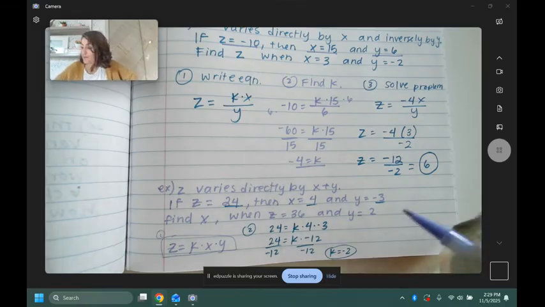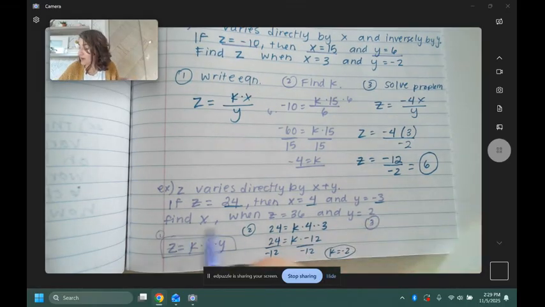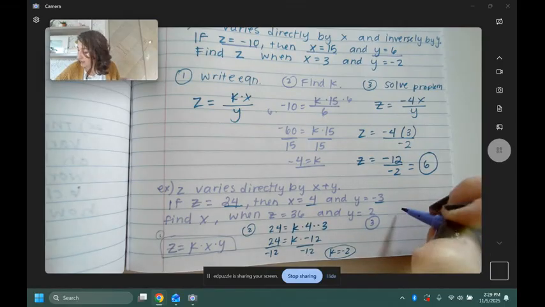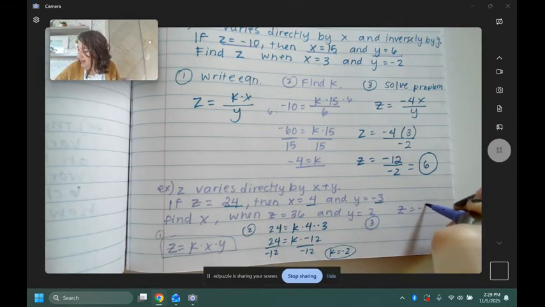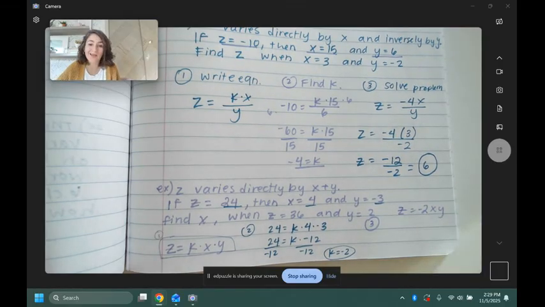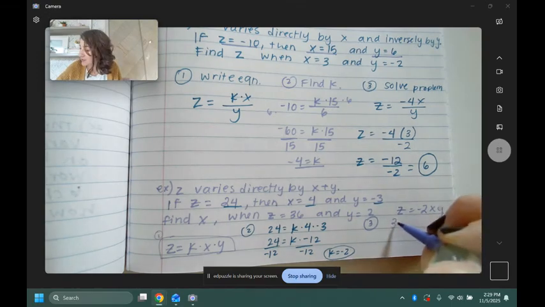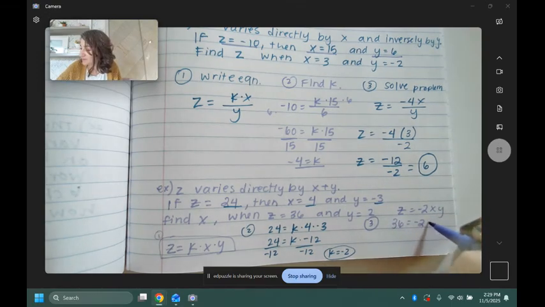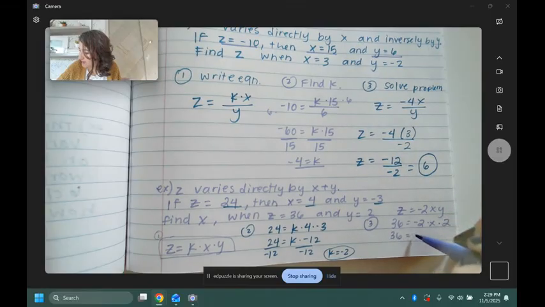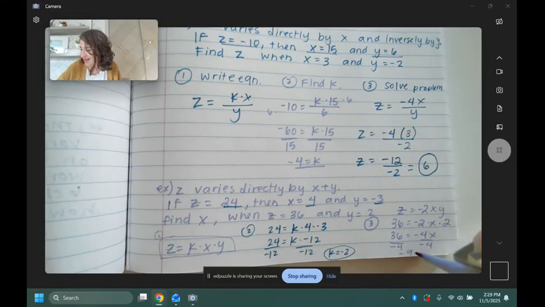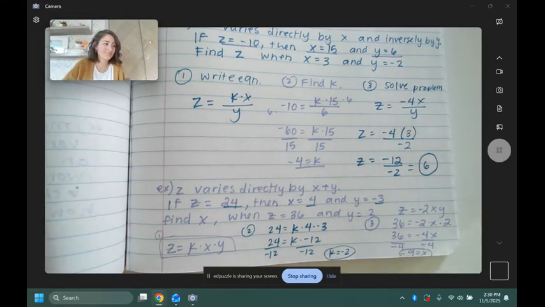Last step. Plug them all in again. So z is -2 times xy. Plug in everything you know. Z is 36, and y is 2. -2 times 2 is -4. Divide both sides by -4. -9 is x. That's it.